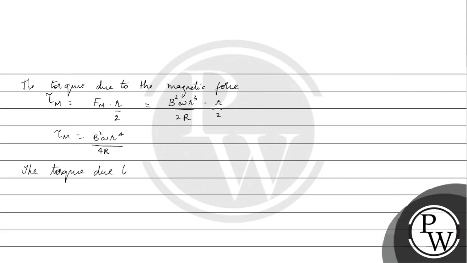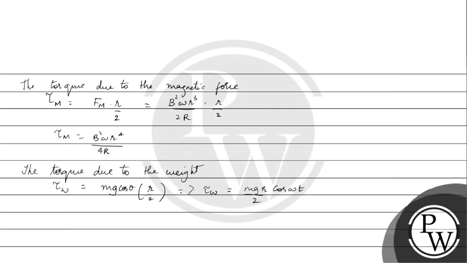अभी हम देखेंगे the torque due to the weight. So tau W will be mg cos theta into R by 2. तो अगर थीटा को हम ओमेगा टी लिखेंगे, so we will get the torque due to the weight to be mgR by 2 into cos omega t.